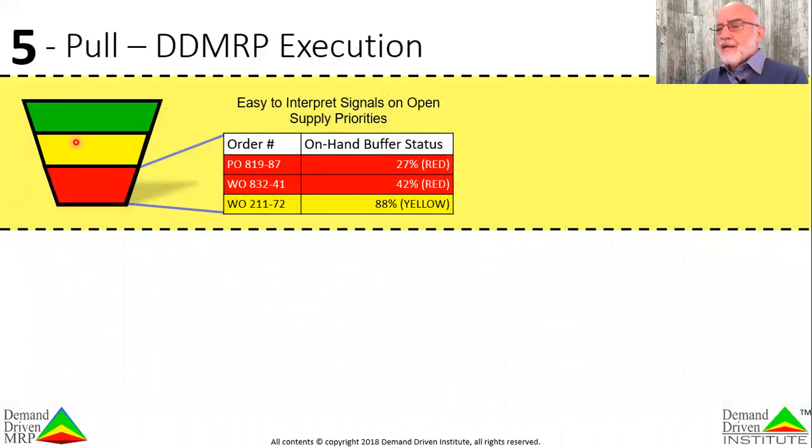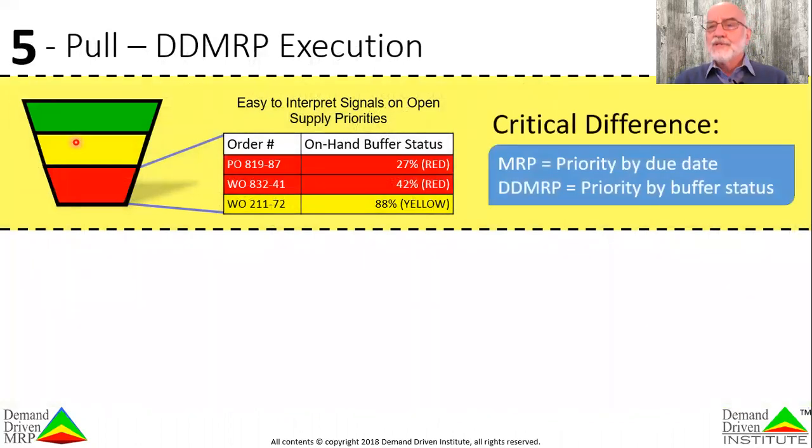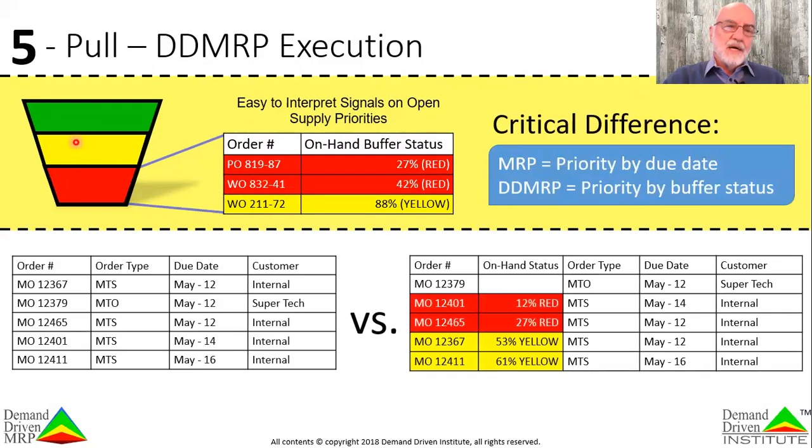But we also have execution capabilities with DDMRP. And the critical difference here is that MRP, or traditional planning, works on priority by due date. DDMRP works on priority by buffer status. In other words, if I ask you the question, would you prefer to have a supplier deliver on time according to the order or never stock you out? Then the correct answer is, I don't ever want to be stocked out.